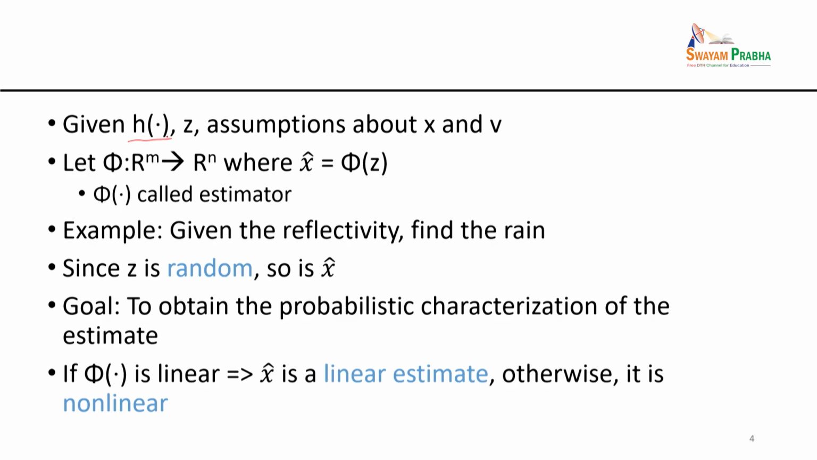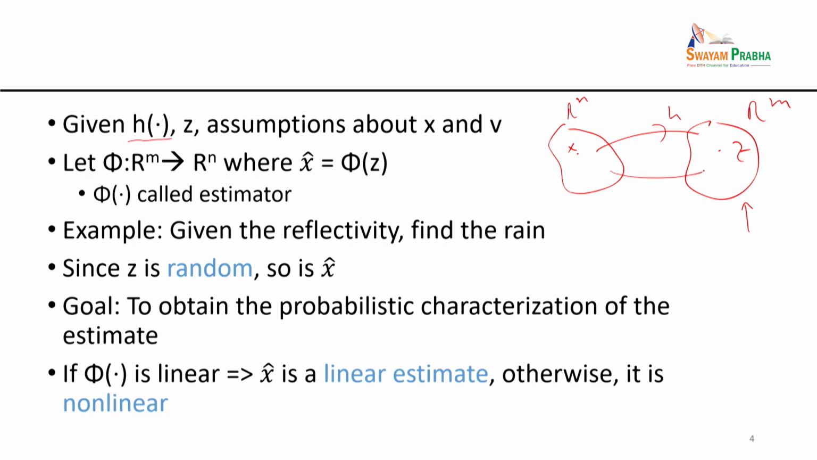Given H, what is H? H is the map that maps the state space to the observation space. Now look at this. This is Rn, this is Rm, here is x, here is z, and this is H. So I want to be able to estimate x, but I am working in the observation space. So I have observations, and I have to process the observation to get the information about the unknown.